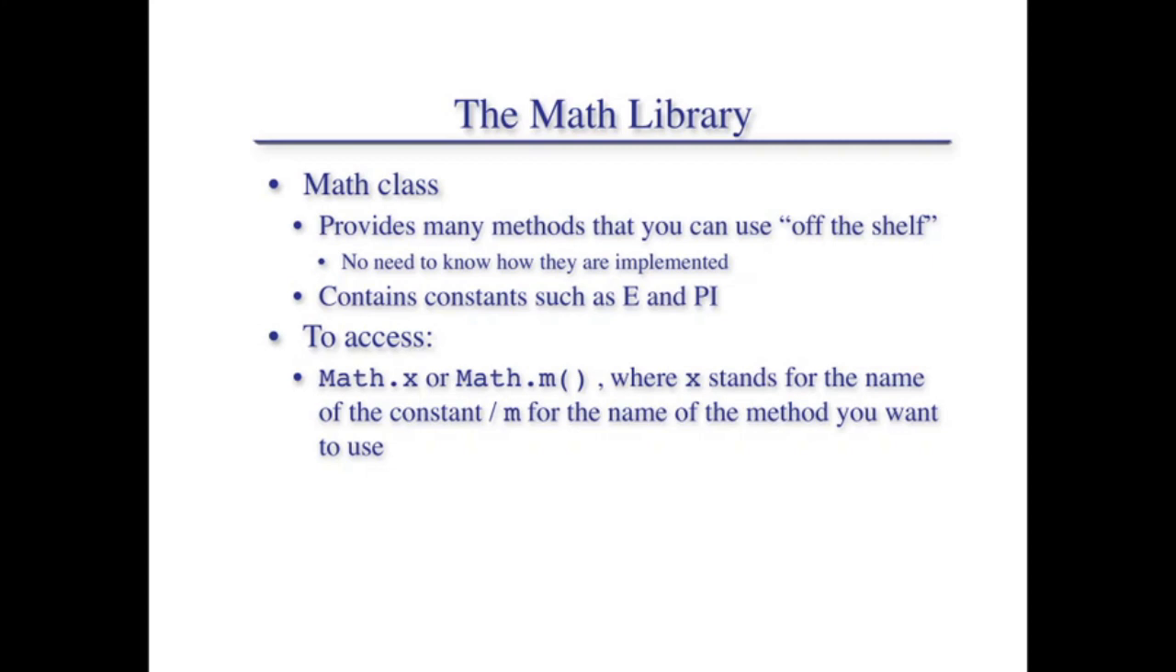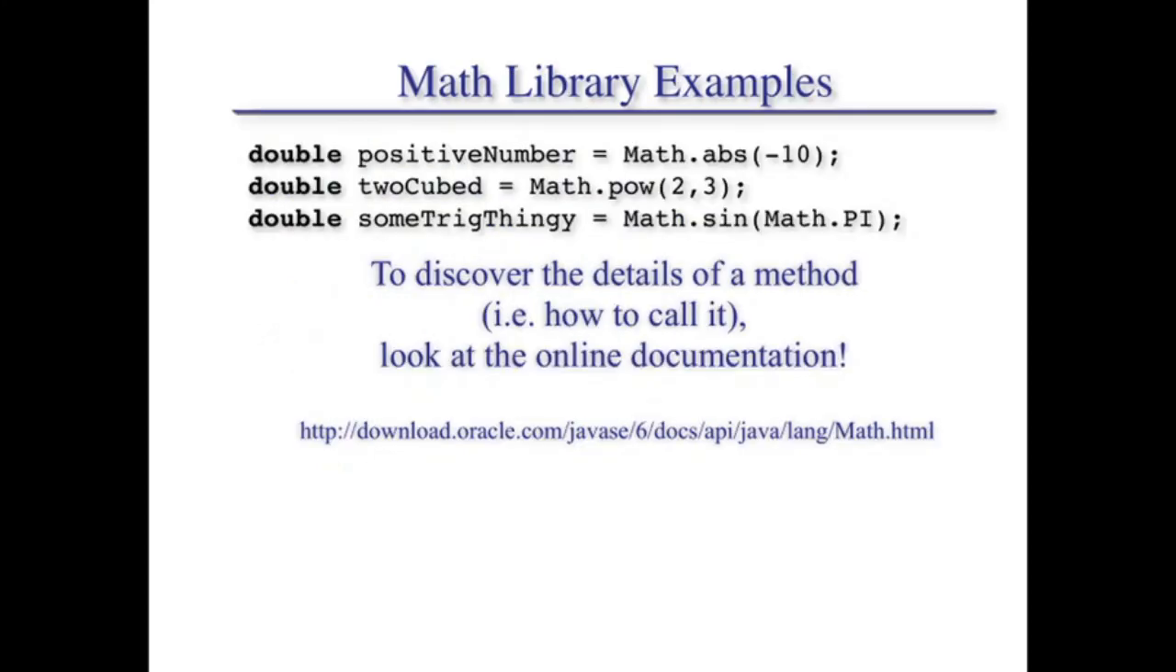In order to use the method, we have to name the library, and with the help of the method, which is shown here to be a static method, like Math.x or Math.m, where m stands for any method that is given inside that library. Now here we will discuss a few examples regarding the math library. double positiveNumber = Math.abs(-10), where minus 10 goes inside the parentheses as an argument.